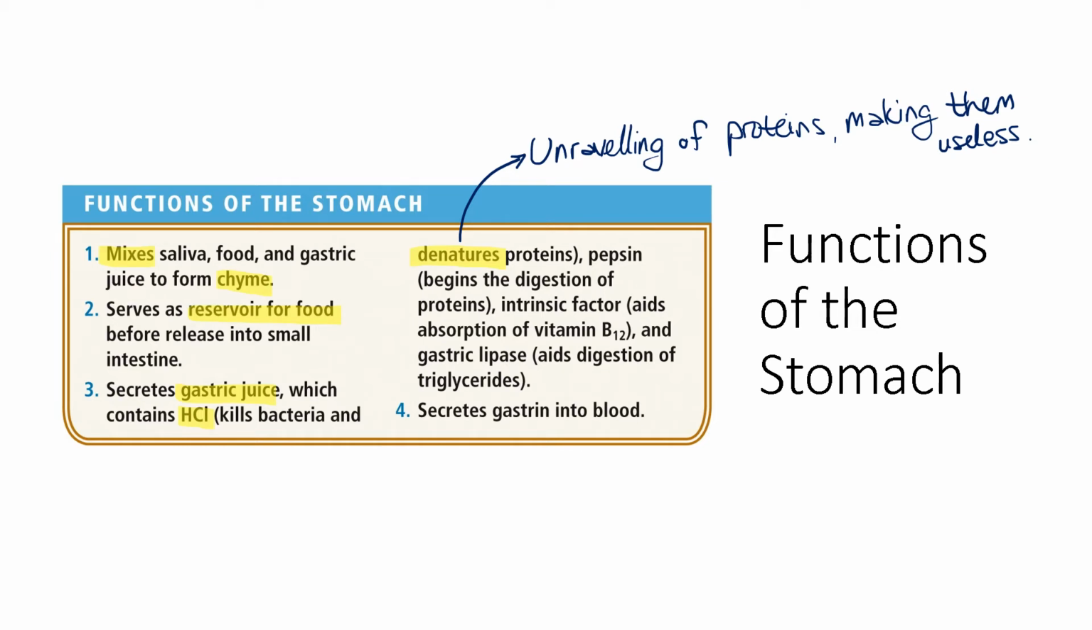Now, the fourth function of the stomach is that it also secretes gastrin into the blood. Gastrin is a hormone that stimulates the secretion of gastric juice. So this is going to stimulate the secretion of gastric juice.